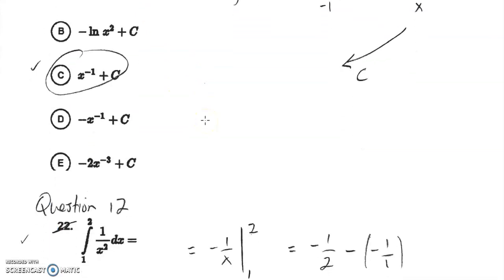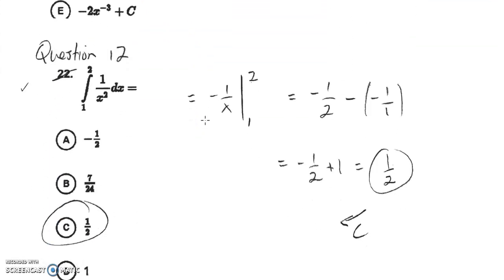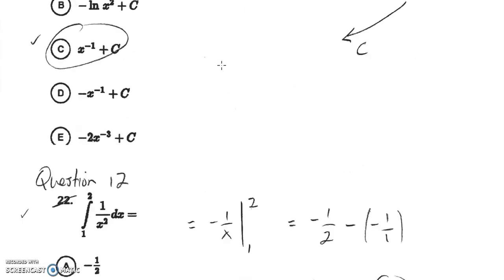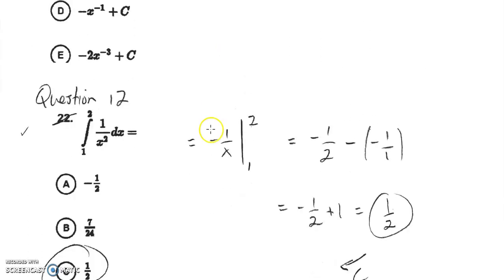All right, here comes your answer. It's negative 1 over x squared. I know that from negative 1 over x, from the last one. So I'm just going to write negative 1 over x evaluated from 1 to 2.